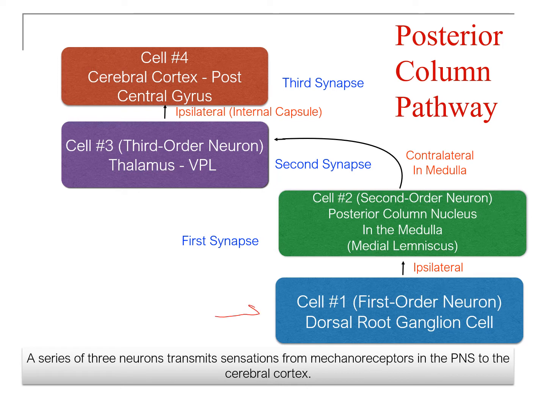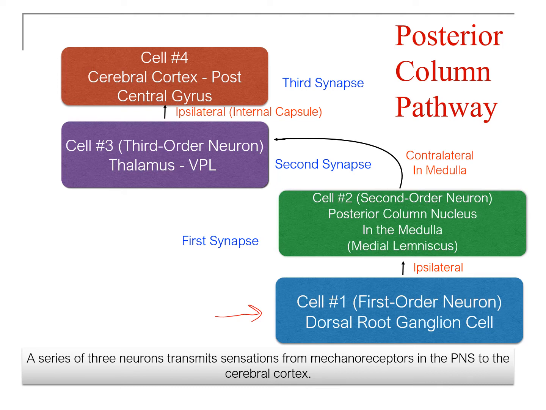So we start with the blue box down here. So cell number 1 is going to be the sensory neuron. We call it the first order neuron. This is the one that has the specialized receptors to pick up the different sensory modalities. And so in this case, we're talking about the posterior or dorsal column pathway. So that's going to be touch, vibration, proprioception, etc. And so that's going to enter into the dorsal root, right? Its cell body is going to be located in the dorsal root ganglion. And it's going to enter into the spinal cord.